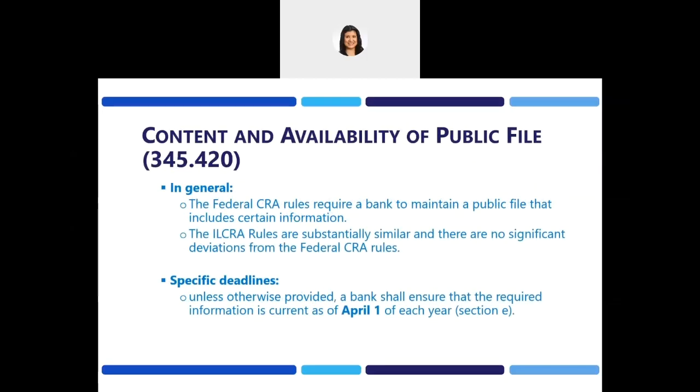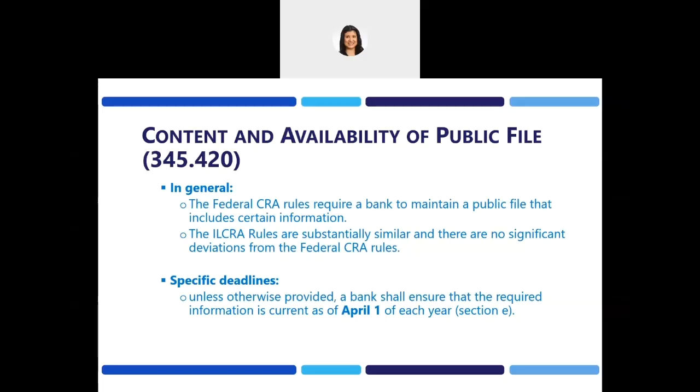Contents and availability of public files. In general, again, the Federal CRA rules require a bank to maintain a public file that includes certain information. The Illinois CRA rules are substantially similar, and there are no material deviations from the Federal CRA rules. I'd like to point out that a bank shall make available to the public for inspection upon request and at no cost the information required.